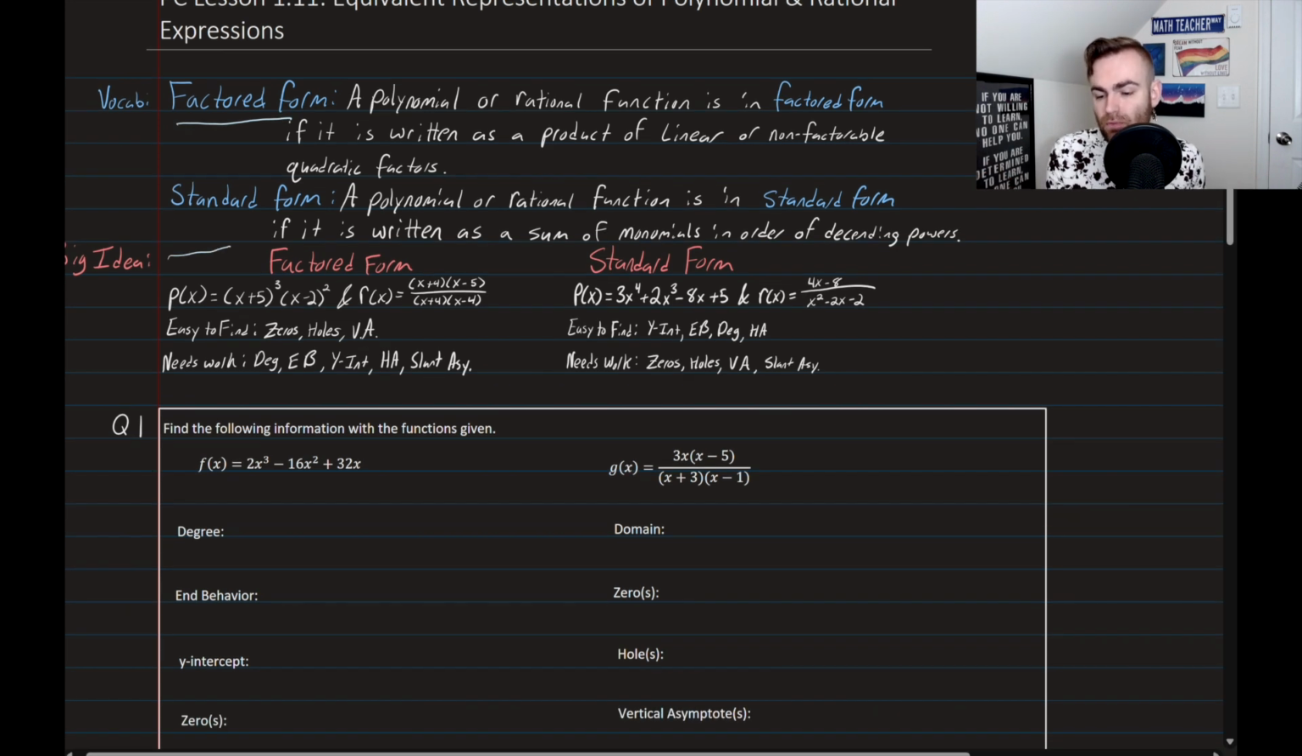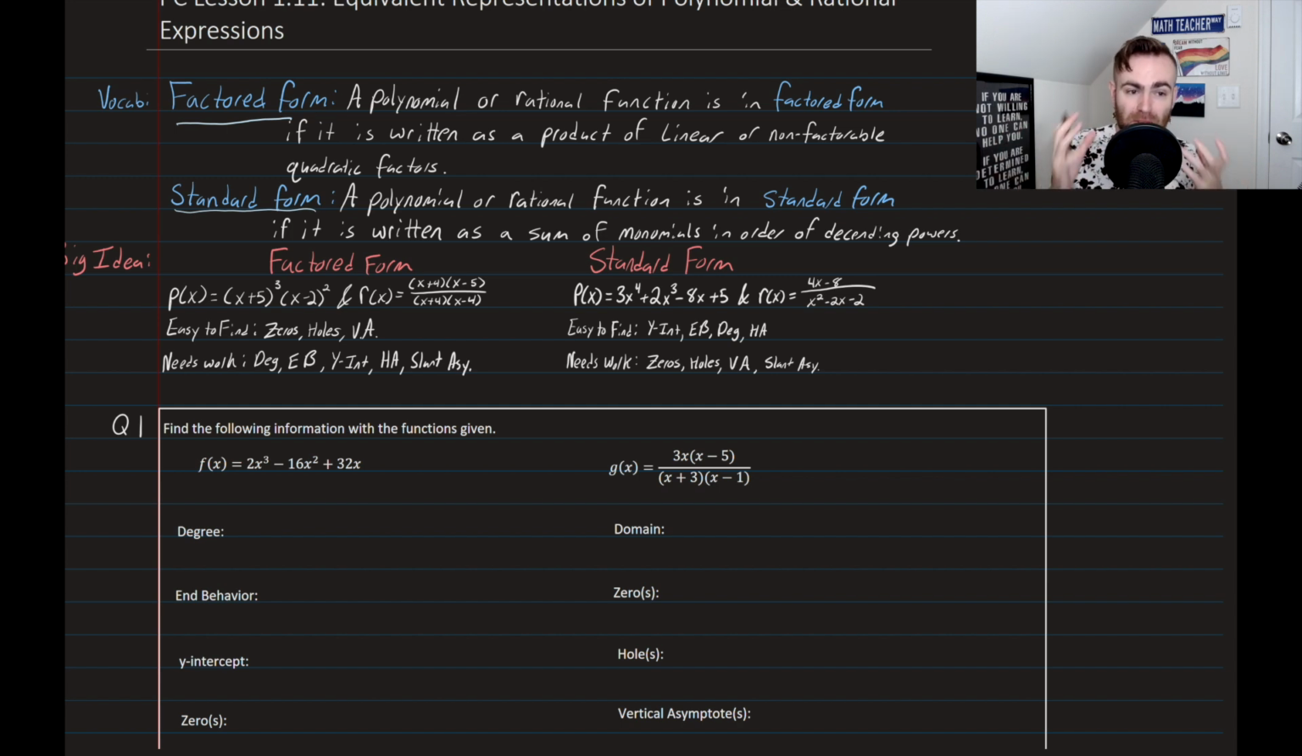Standard form, on the other hand, is when it's written as a sum, meaning addition, of monomial functions in descending order of their powers. So x squared, x, constant, x cubed, x, constant, all that's fine. And for rational functions, the polynomial in the numerator and the polynomial in the denominator are both in standard form.